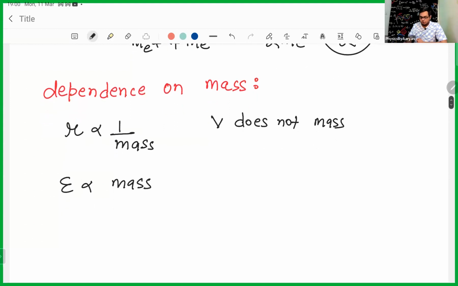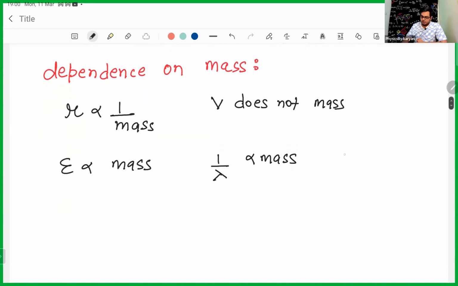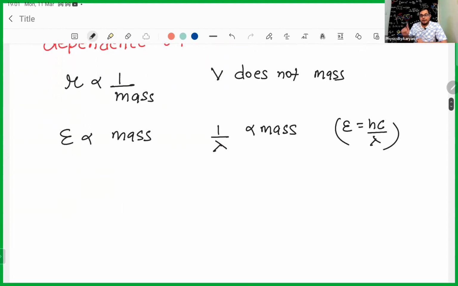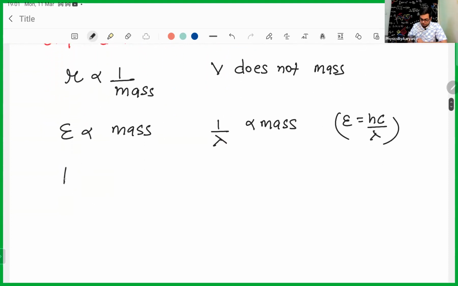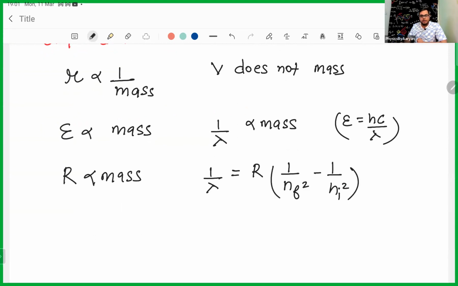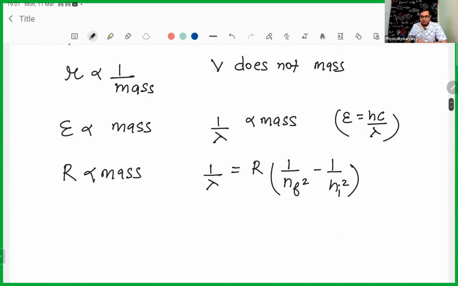अगर energy directly proportional to mass है तो 1 by lambda will also be directly proportional to mass. Why? Because energy is simply equal to hc by lambda. And अगर 1 by lambda directly proportional to mass है तो Rydberg constant will also be directly proportional to mass. Why am I saying that? Because 1 by lambda is equal to Rydberg constant into (1 by n final square minus 1 by n initial square). So this formula we did, right? Remember, last class we did. So if 1 by lambda is directly proportional to mass, then Rydberg constant is also directly proportional to mass.